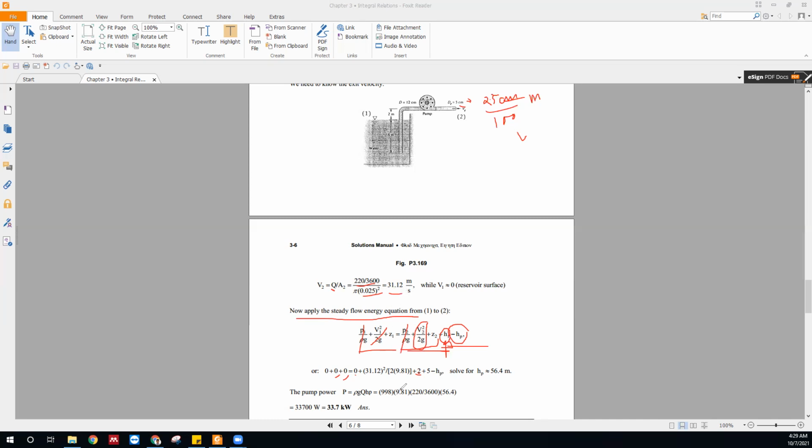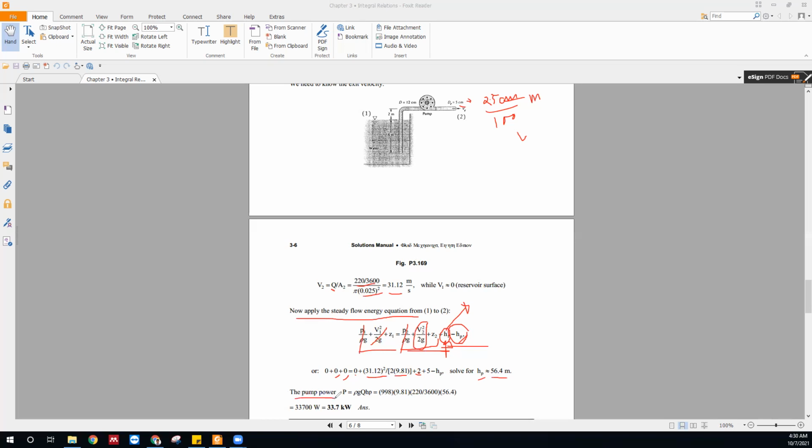So we can input this value into V square by 2g: 2 multiplied by 9.81, and V is 31.12, squared. Now this is the frictional head loss, HF, which is given in the question as 2. Now this is the power of the pump, that's what we need to calculate. So you get the head equals 56.4 meter. So that's the pump head.